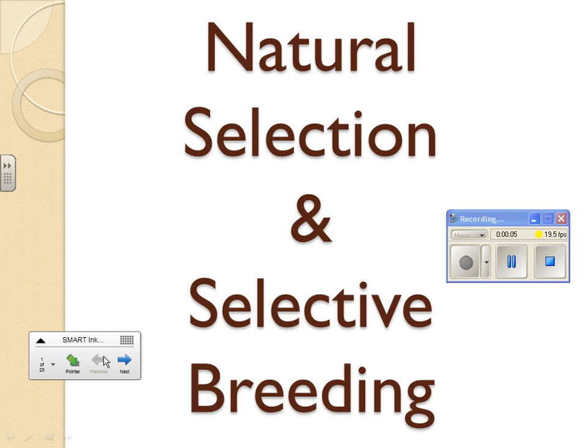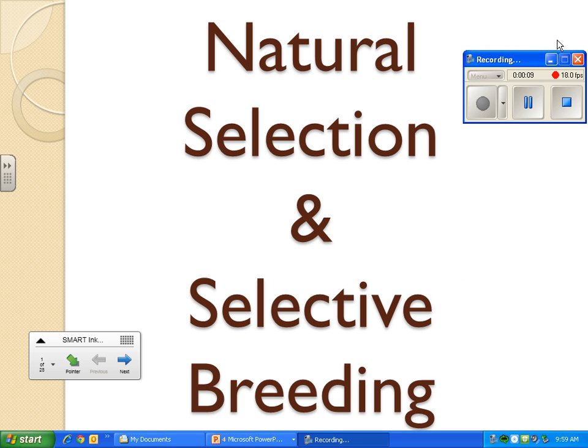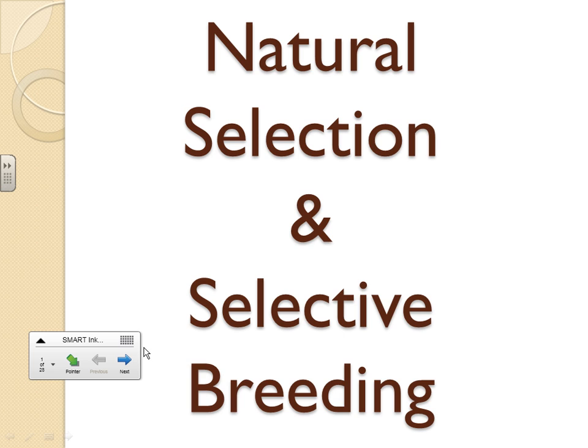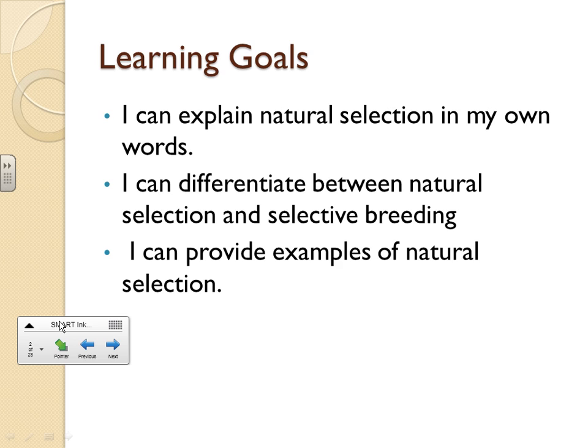Here today to talk to you about natural selection and selective breeding. Our learning goals today: in this exercise you should be able to explain natural selection in your own words. You should be able to differentiate between natural selection and selective breeding, and you should also be able to provide examples of natural selection.